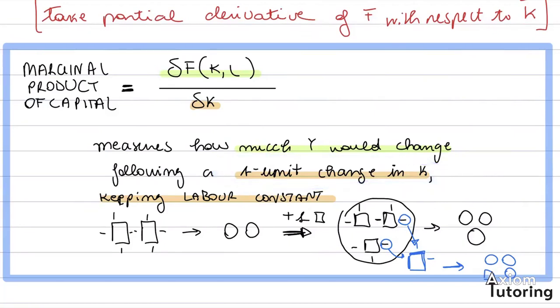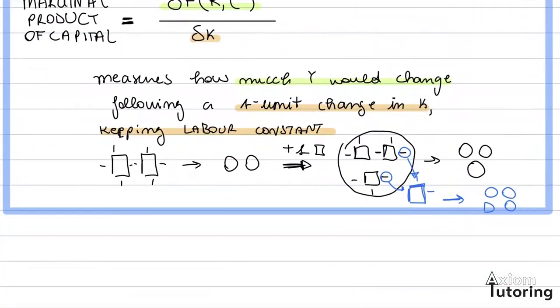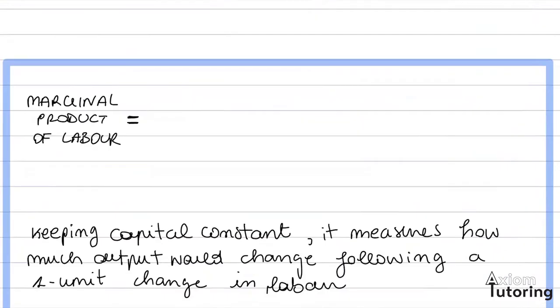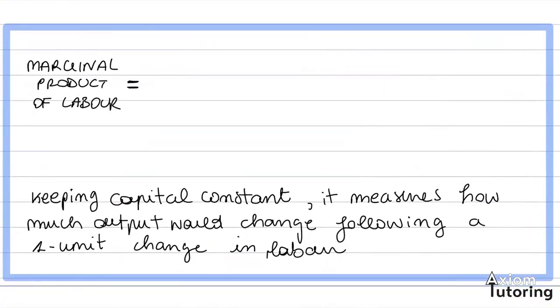So this is why it's very important to understand this relationship. And as we said this for capital, we can say the same thing for labor. So I've already written down the definition for you. So keeping capital constant, it measures how much output would change following a 1 unit change in labor. And again, this would be calculated taking the partial derivative of the production function, but with respect to labor instead this time.